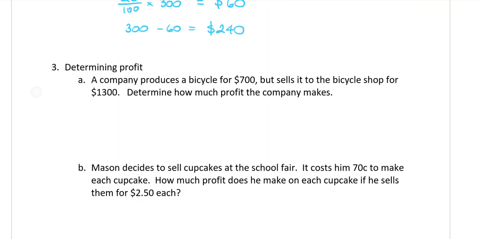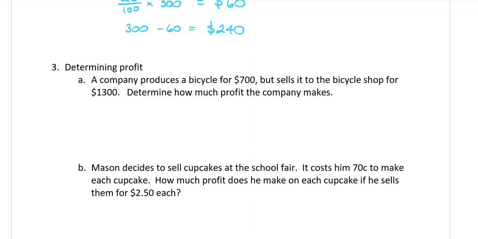Question number 3, last type for the day, is determining profit. Now, profit would say percentage. A company produces a bicycle for $700, but it sells it to the bicycle shop for $1,300. So this is how much it costs them to make it. Determine their profit. I'm going to put it as a percentage. We said profit as a percentage of their cost.